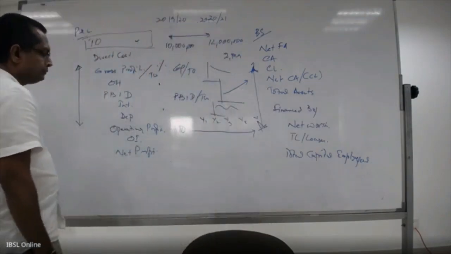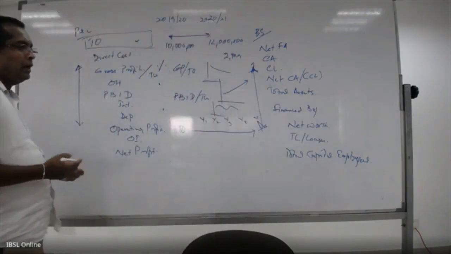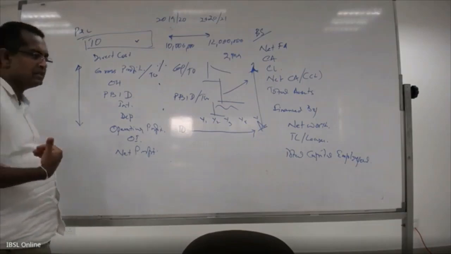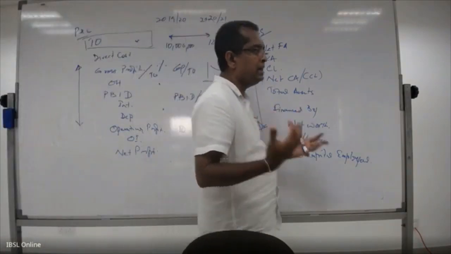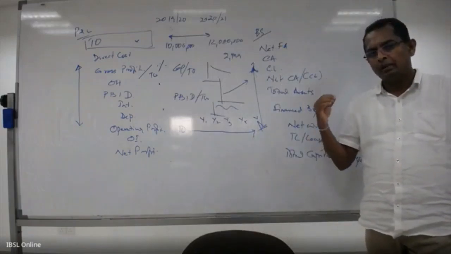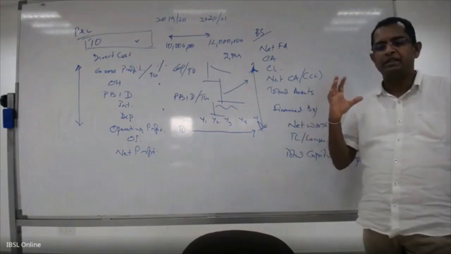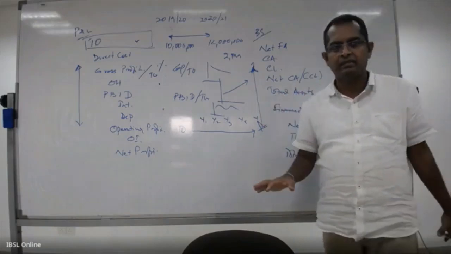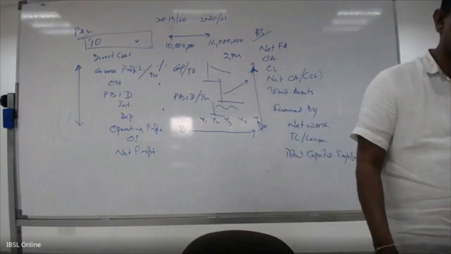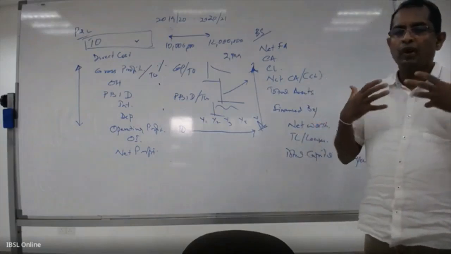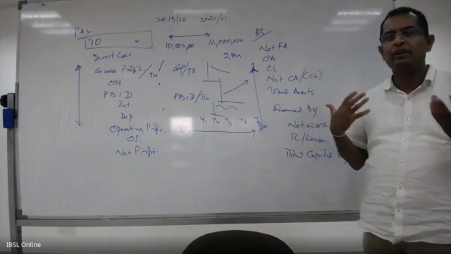Then we have the percentage financial statement, the common size financial statement. What is a common size financial statement? All the items in the financial statement are presented as percentages, not in rupee values. It is percentages. Why are we using that kind of financial statement? To avoid the size difference of companies.